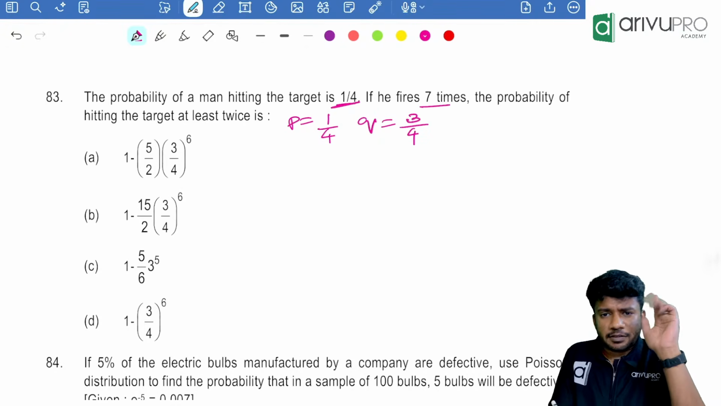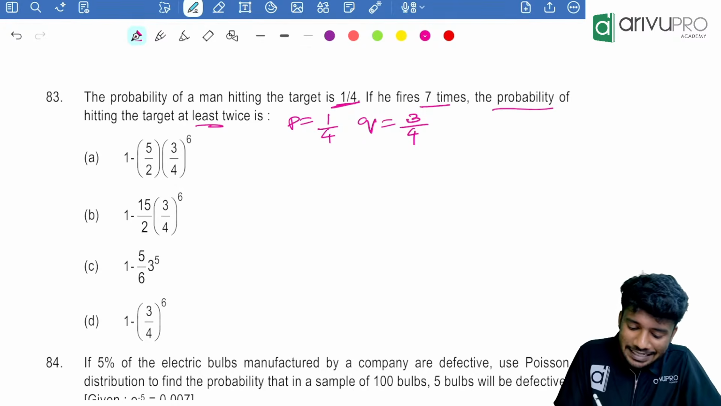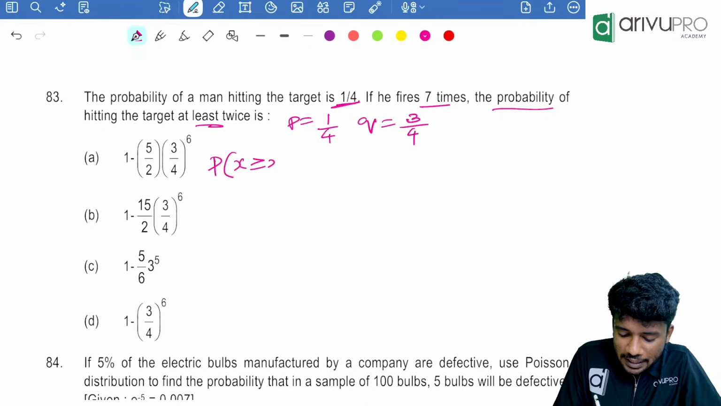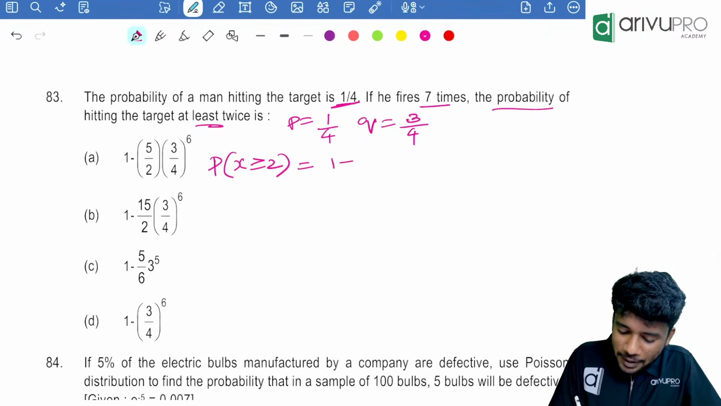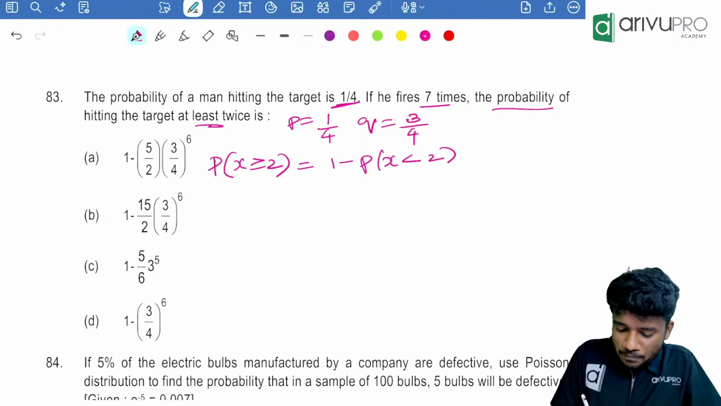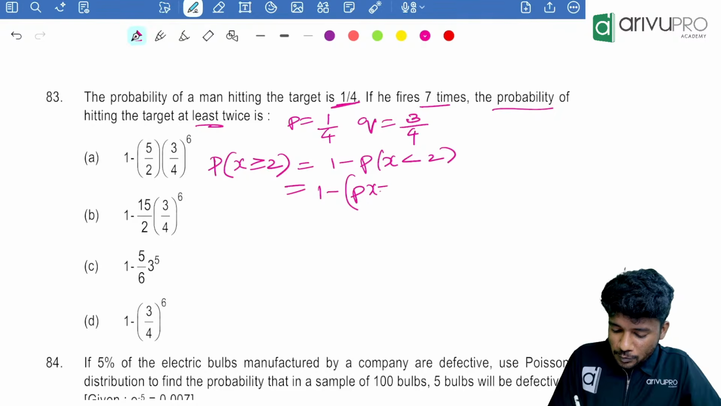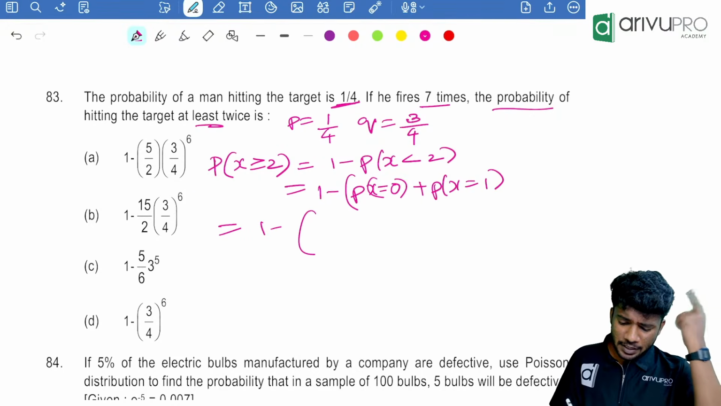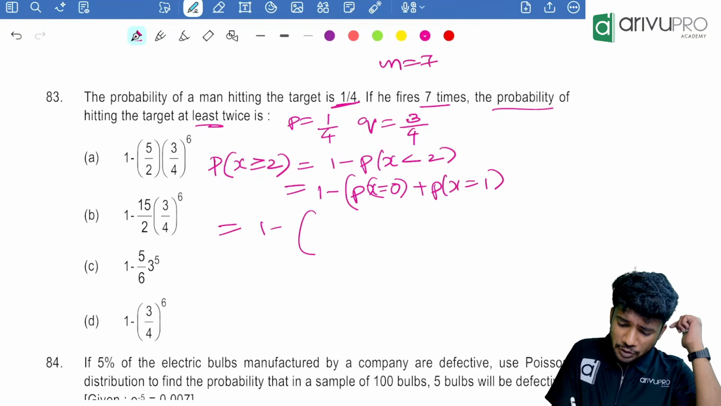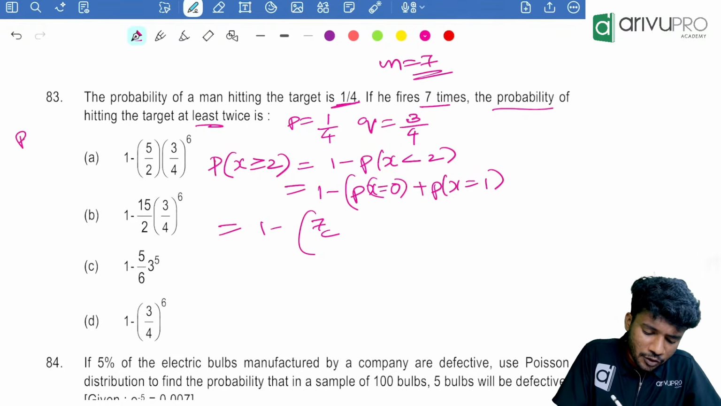If he fires 7 times, so 7 times he's trying to hit the target. Probability of hitting the target at least twice. At least twice means P of X is greater than or equal to 2. People, P of X greater than or equal to 2 can be written as what? 1 minus P of X less than 2. So less than 2, what are the possible values? 0 is there, 1 is there. So 1 minus P of X equal to 0, plus P of X equal to 1. Now people, in total, how many times is he trying to hit? 7 times. Then in the first case, 0 success. That means 7C0. We are using what?